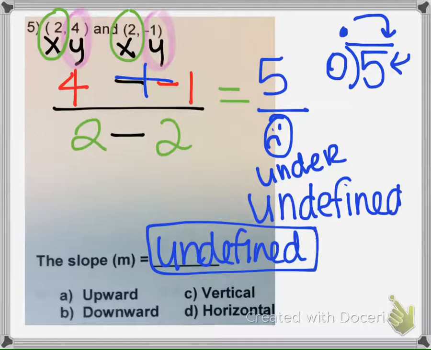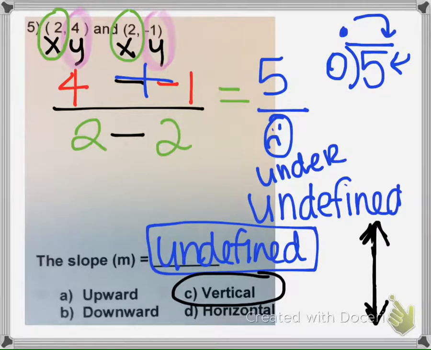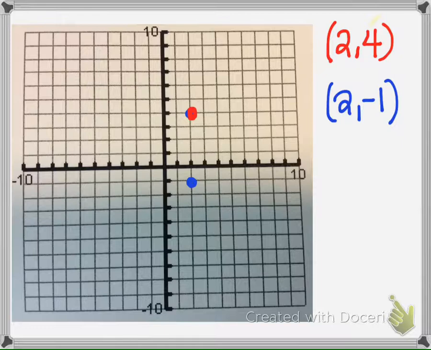And if we think about the analogy I gave you with the snowboarder, that would not be a good idea. He would be stuck under the snow if we went vertically down into the snow like that. So we would have a vertical line for this one. And if we go ahead and check it and graph the line, you could see it is a vertical line.